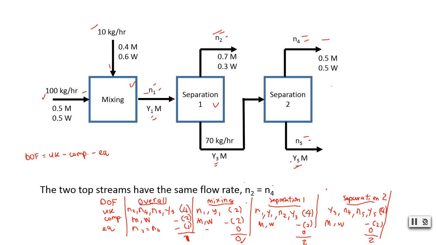Again, I want to highlight that the equation here is only valid for the overall, because this is the only situation where this stream and this stream are involved. In other situations, such as in separation 1, only this N2 stream is involved but not N4. But in separation 2, only N4 is involved but not the N2 stream. That means this equation cannot be applied in separation 1 and separation 2. It can only be applied in the overall process.